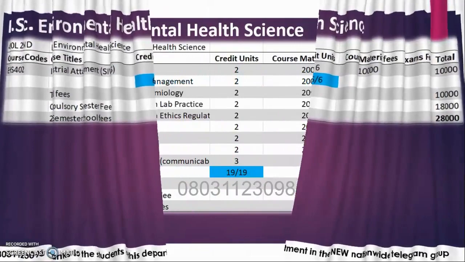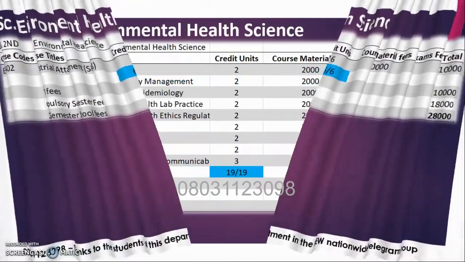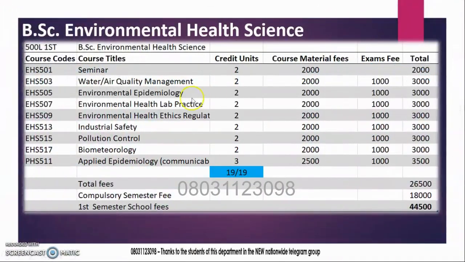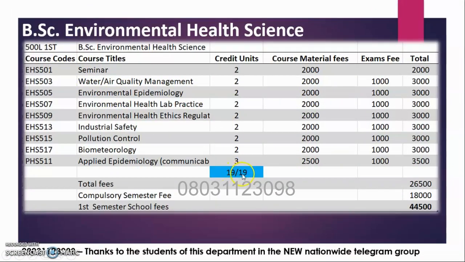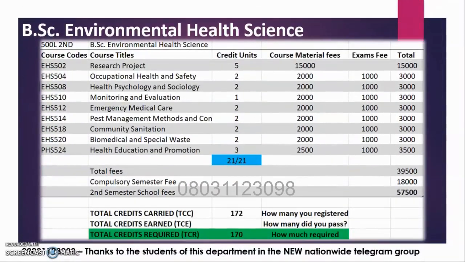So we go to final year, 500 first semester, and these are your courses. You have 19 of 19. All of them are required. You must pass them, with 44,500 as your fee. And the final semester, you have these courses, 21 units, which also include your project of 5 units, 15,000 naira, you can see here, a total of 57,000 naira.